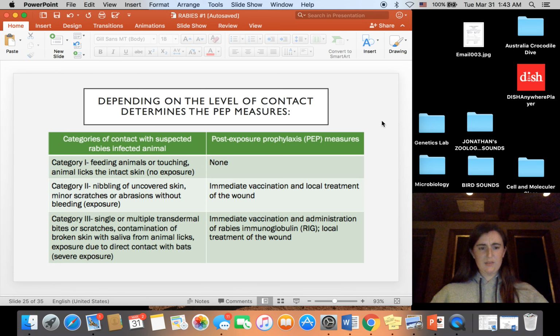For category 3, this is the worst one, when the animal most likely bites or scratches you and the saliva definitely gets into those wounds. With this, you need immediate vaccination, you need to administer rabies immunoglobulin, and you need treatment of the wound. So, yeah.